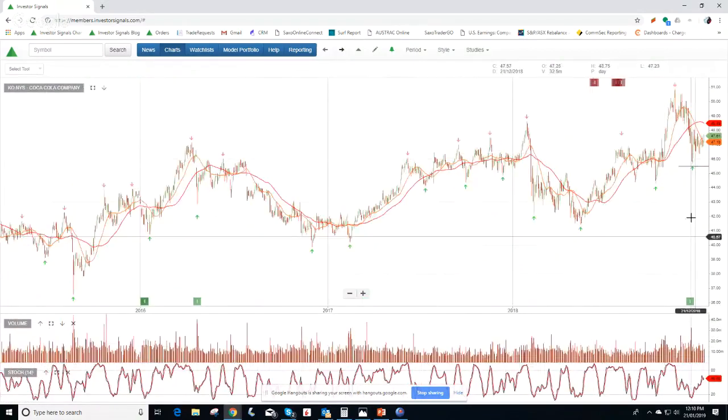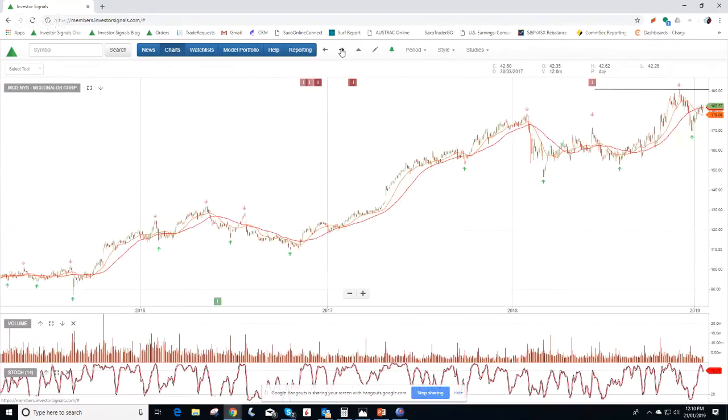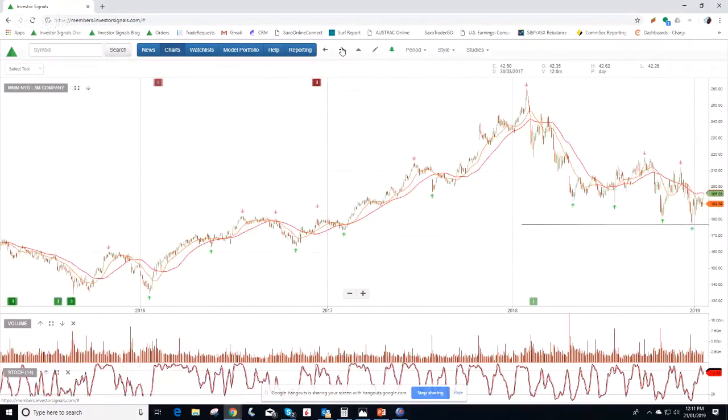Coca-Cola was a recent addition to the Dow Jones model portfolio with a buy there at around $45. McDonald's has been removed from the model. Trades on a fairly high PE, McDonald's.